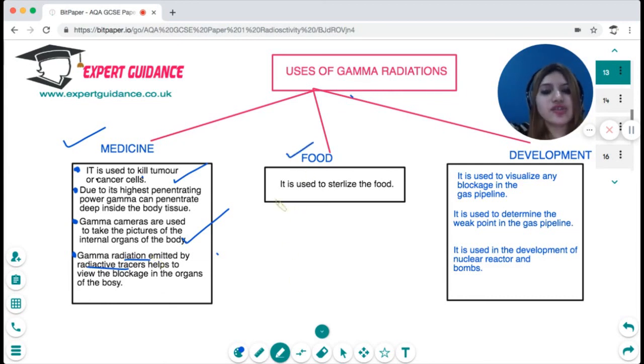Then it is used to sterilize food. It is also used to visualize any blockage in a gas pipeline, to determine the weak points of the gas pipeline, and it is also used in the development of nuclear reactors and bombs.